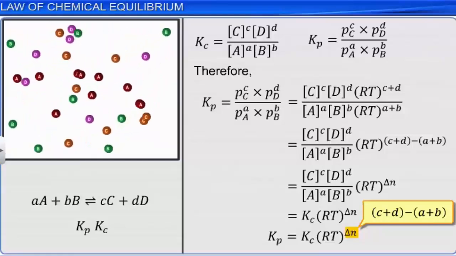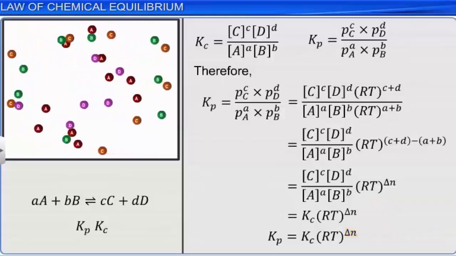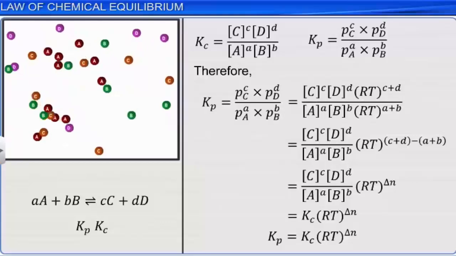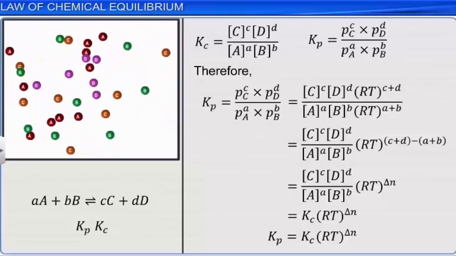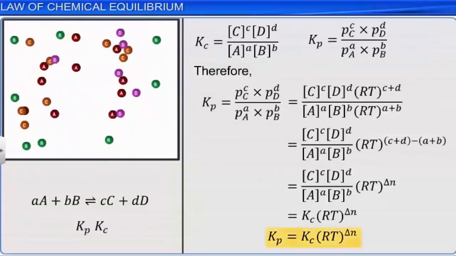Thus, Kc and Kp are related to each other by the equation Kp equals Kc multiplied by RT raised to the power of delta n.